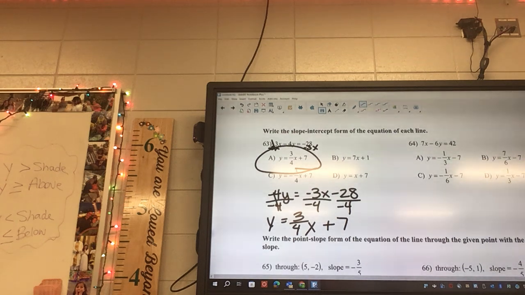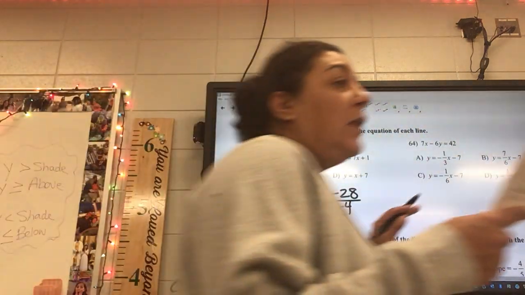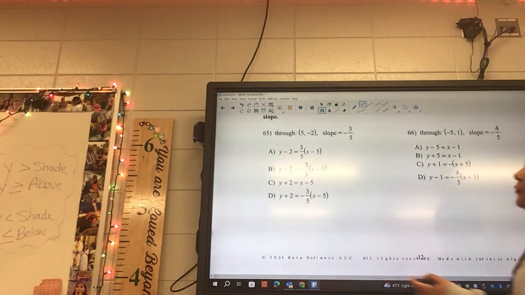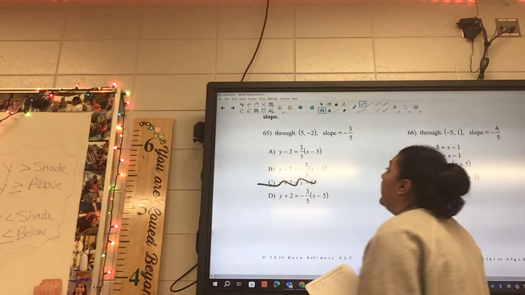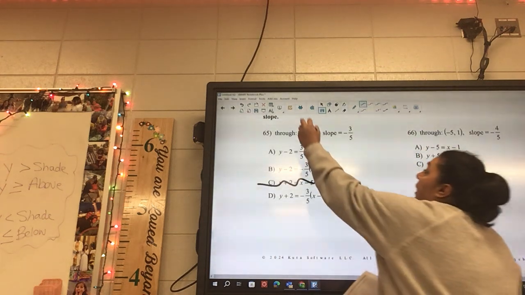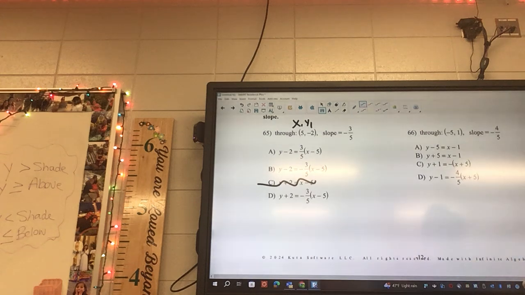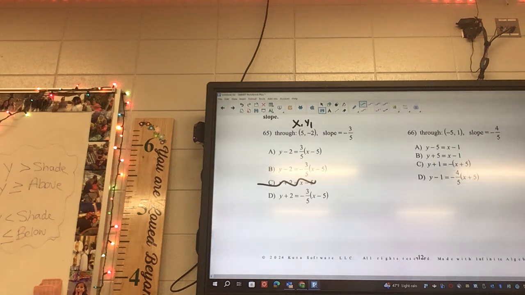Okay, 65 says write the point slope form. Which one does not work at all? C. Okay, there's no 3 over 5 on C. Okay, so on these it goes y minus my y1. Okay, so it would be y minus what? Negative 2. And what's a minus minus? A plus. Okay, so that's going to be D.